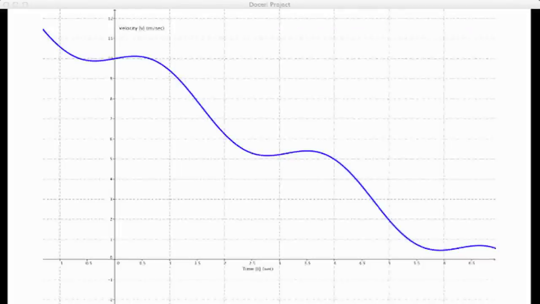Hi, and welcome to this screencast on estimating distance traveled from a velocity graph. As the title suggests, in this screencast, we're going to practice the basic technique for estimating the distance traveled by a moving object if we're given a graph of its velocity.